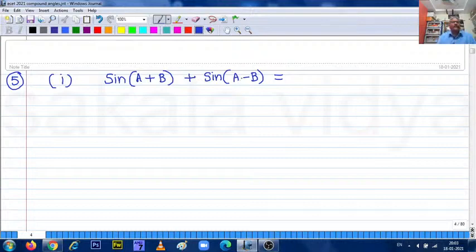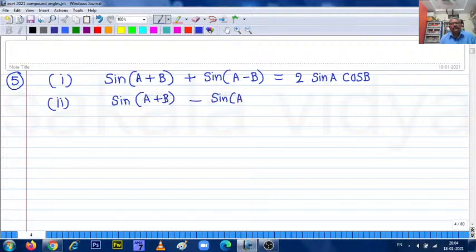Thank you, Tejasvi. Sin of a plus b plus sin of a minus b is equal to 2 sin a cos b. That means the sum of two trigonometric functions can be expressed as a product using this one. Now the second one, sin of a plus b minus sin of a minus b. Very simple. Here you do one thing: interchange a and b. That means 2 cos A sin B. This is equal to 2 cos A sin B.